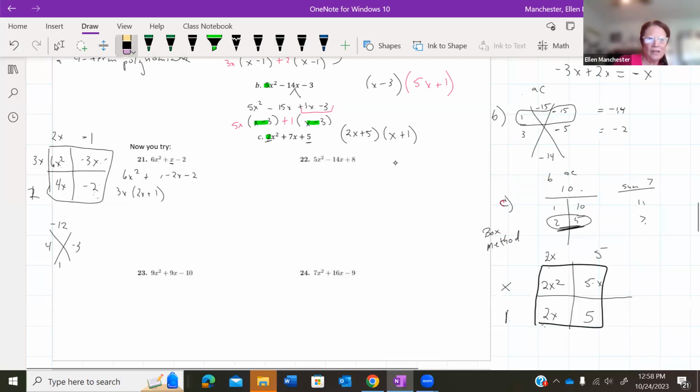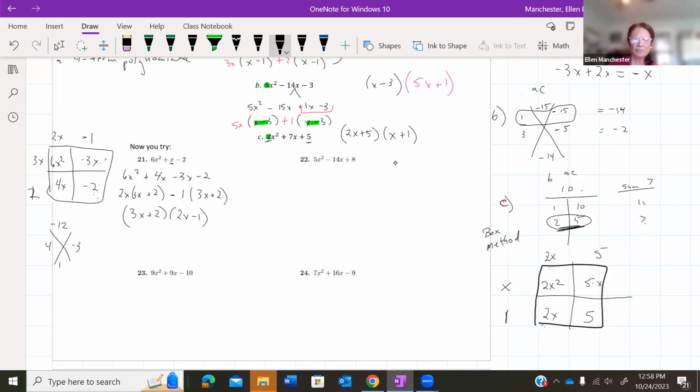Okay, so here, I rewrote it as 4x minus 3x minus 2. I'm trying to do both techniques, is what I'm attempting to do. So now what's in common here? I have a 2x and then 3x plus 2. What's in common here? A negative 1. Okay, you see it? And then I have a 3x plus 2. So my two factors are 3x plus 2 and 2x minus 1. There it is.